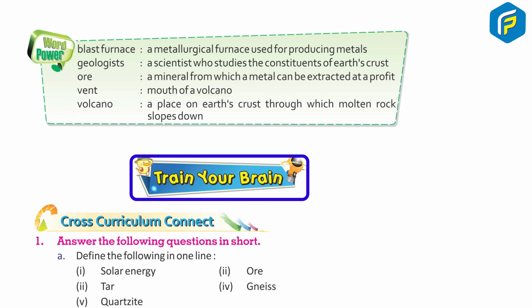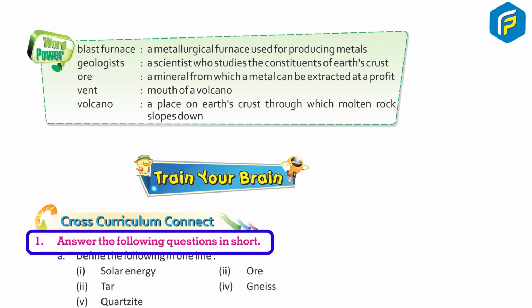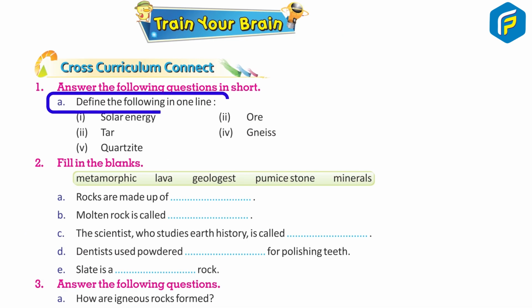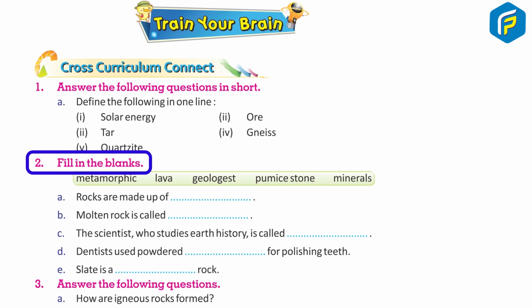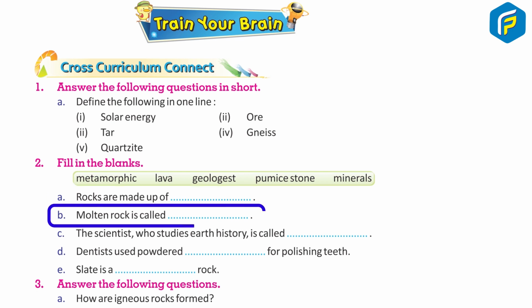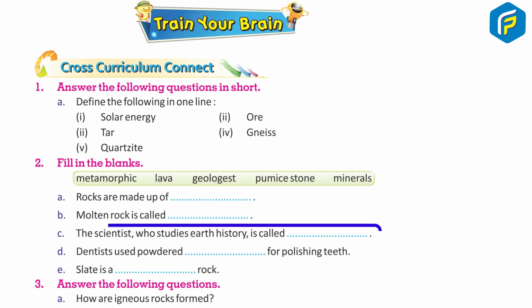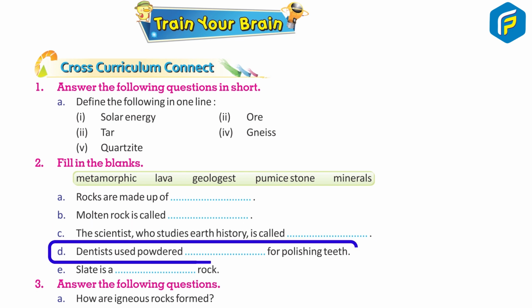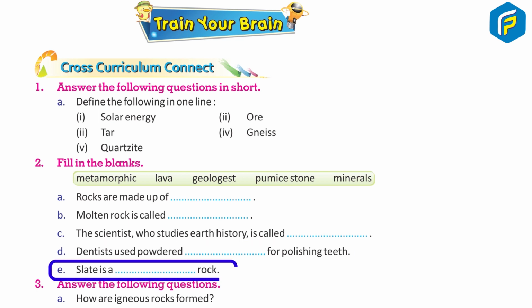Train your brain. Cross-curriculum connect. 1. Answer the following questions in short. A. Define the following in one line. 1. Solar energy. 2. Ore. 3. Tar. 4. Gneiss. 5. Quartzite. 2. Fill in the blanks. A. Rocks are made up of dash. B. Molten rock is called dash. C. The scientist who studies Earth history is called dash. D. Dentists use powder dash for polishing teeth. E. Slate is a dash rock.